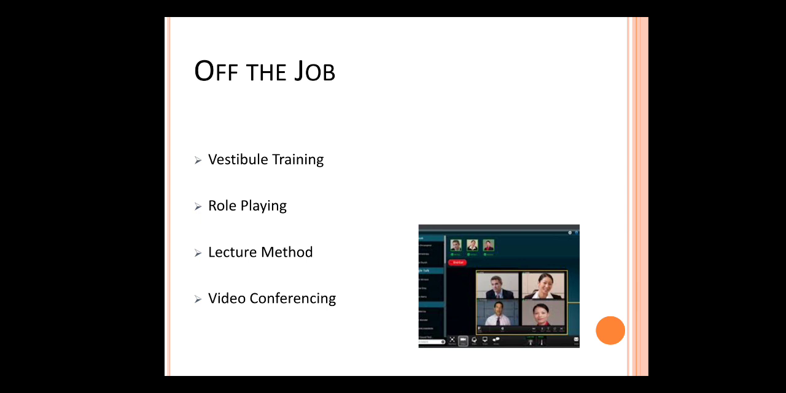And the last is video conferencing. In this method, the trainer delivers a lecture through a video and a conference is conducted, which helps an individual or a trainee to understand a particular problem or a particular topic. There are various other methods also which are included in both on-the-job and off-the-job methods.